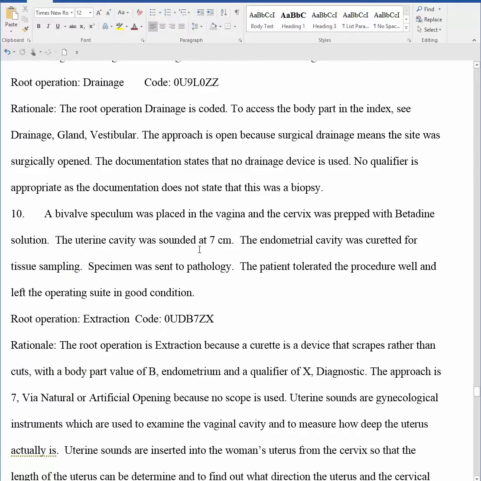So they went in, they opened up this woman's uterus in terms of they expanded it, they dilated it, and they took a specimen from her endometrium. They cut it out with a curette. The root operation, when physicians work on an endometrium, is often going to be extraction because they're pulling it or scraping it. He also went in via a natural opening, the vagina.